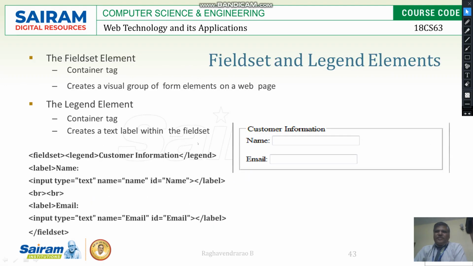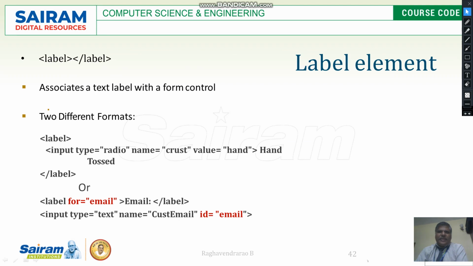Now here is another example where the label element is used. That's what we have just seen: either we can write like this or that, both are the same. So here it is said label input type is radio, name is rest, value is hand. So hand toast: the label is started here and ended here, so this hand toast becomes the label. This is one format. Another way is label for email, so this ID is going to be used for this. Email is what anyone can write. Fine, it's a practice basically.